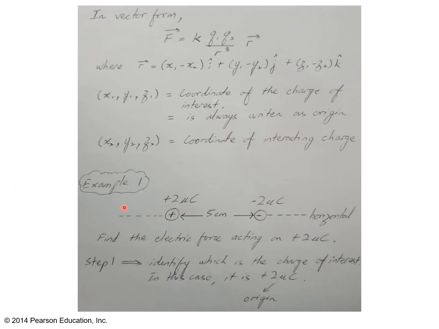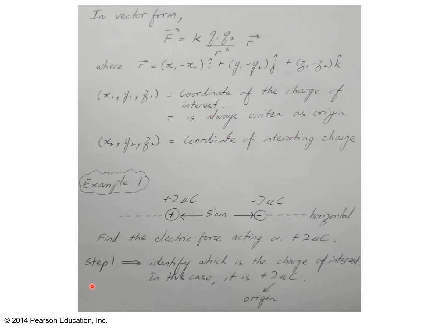In this picture, we have two charge systems. One, positive 2 microcoulomb. The second, negative 2 microcoulomb. And both charge systems are placed on a horizontal line, separated by a distance of 5 centimeters. So the question wants you to calculate the electric force acting on positive 2 microcoulomb.